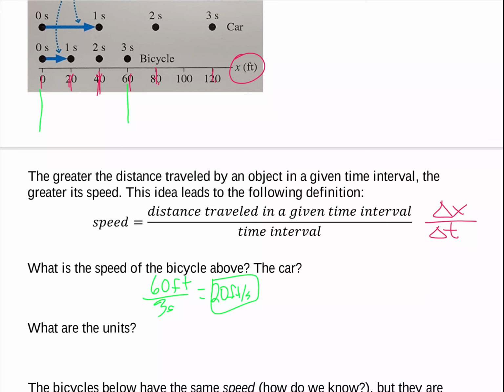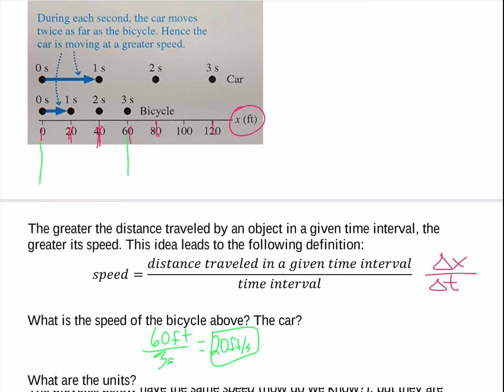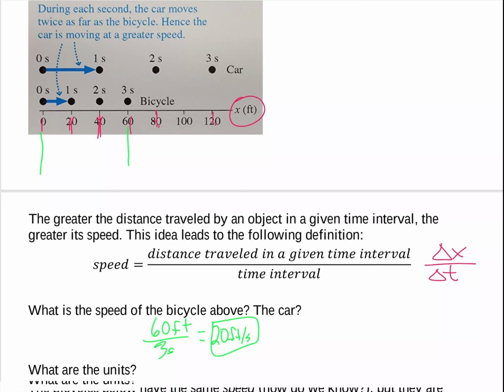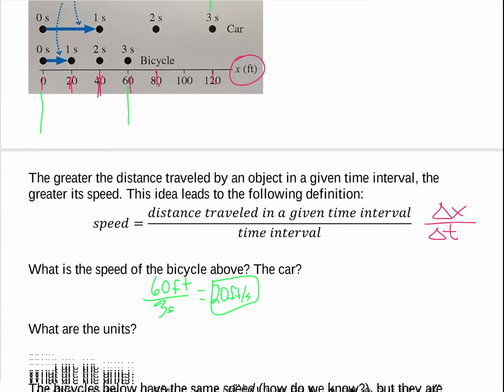Now for the car, we can do the same thing. We can use the same interval of time, 3 seconds, right here. So in 3 seconds, for the car, how far did it go? 120 feet. And that reduces down to 40 feet per second.